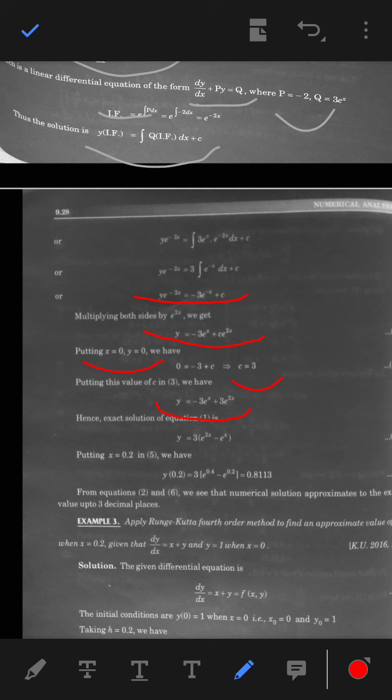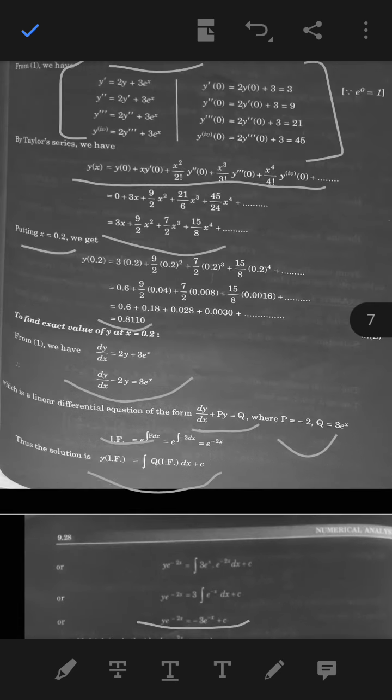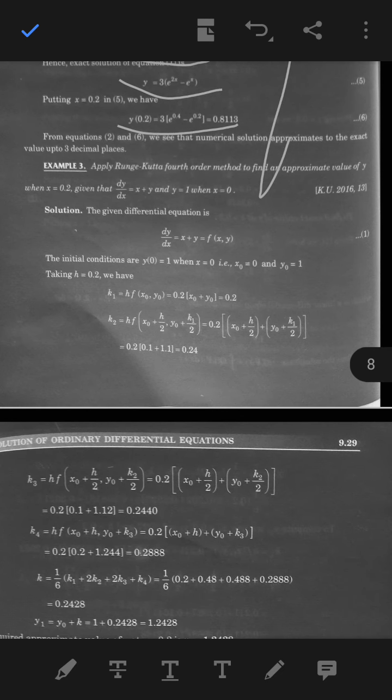Now we substitute x equal to 0.2 because we are to find the value of the function at 0.2. So we substitute the value in this, and we find that at this point the value of the function comes out to be 0.8113. So this is our exact value, and we have also found this numerically, and that comes out to be 0.8110. So in this way we can apply the Taylor series method and find the solution both exactly and numerically.